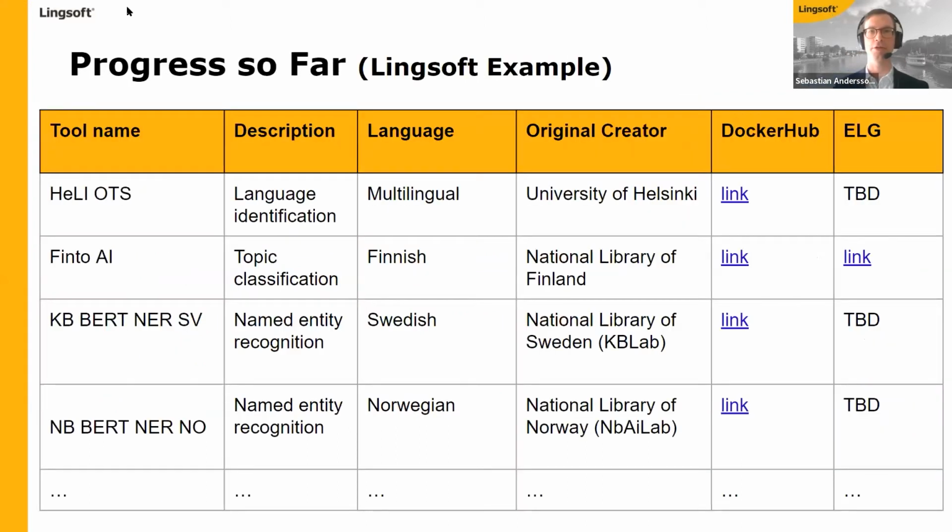So if you look at the progress so far, what we have found, we have, for example, found Heliots. It's a language identification tool that we have found very useful in our own pre-processing pipeline of text, like dividing up, is this Swedish, is this Finnish? Provided by University of Helsinki. And we have Dockerized it, we have put it on the Docker Hub, and it remains to put it on ELG, but that's work in progress. And we have some other examples down here, like BERT models from Sweden and Norway's national libraries, for example.